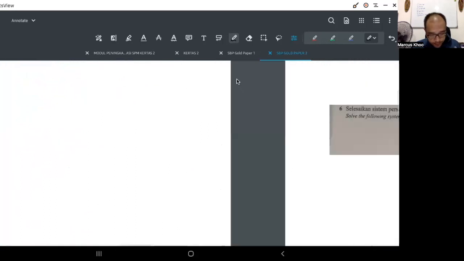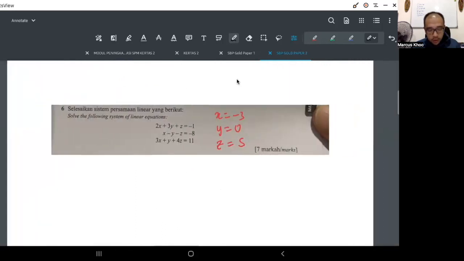All right. Okay, number 6 is a no-brainer. I won't be showing you this, but the answer is x equals -3, y equals 0, and z equals 5. This is a very common system of linear equations. 3 equations means you need to have 3 answers: one x, one y, one z. If there's a quadratic equation involved, then there will be 2 x answers and 2 y answers. Don't forget that.